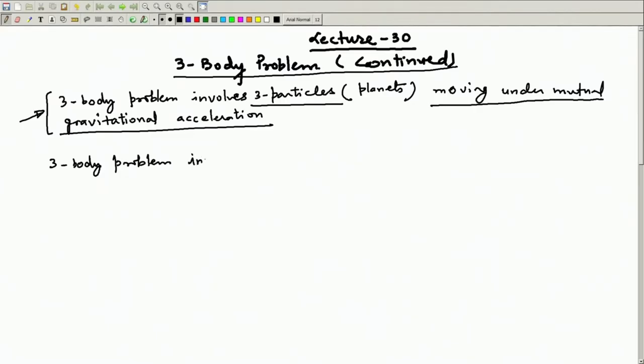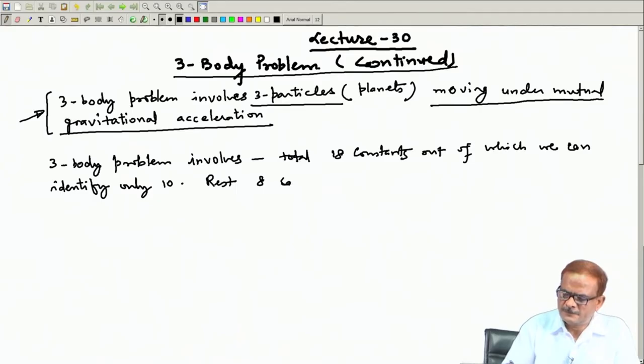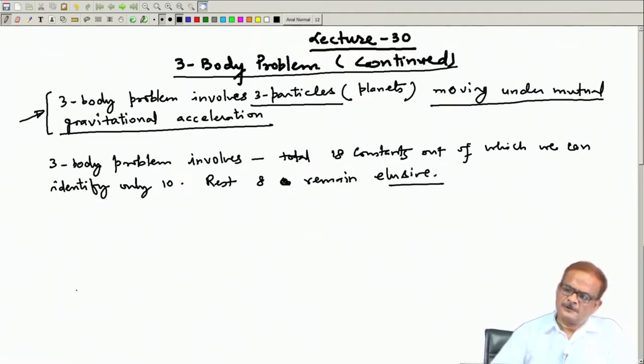The three body problem involves a total of 18 constants, out of which we can identify only 10. The rest 8 remain elusive. How we are getting these 18 constants, we will discuss, and we can identify only 10 constants and the other 8 cannot be identified.